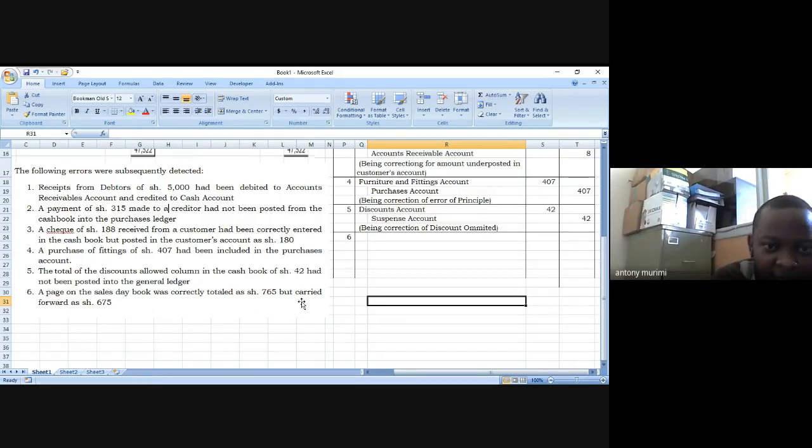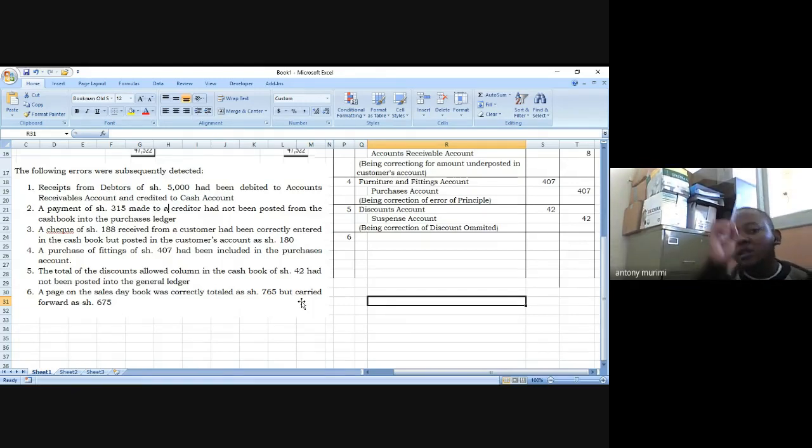He was supposed to have credited 765, but instead credited 675. So to correct for this, we add 90 shillings on the credit side of the sales account. You all understand that sales account, being a revenue, should be credited whenever it increases. So in this case, you should have credited 765, but credited 675. So to correct for this, we add the difference to the credit side of the sales account.